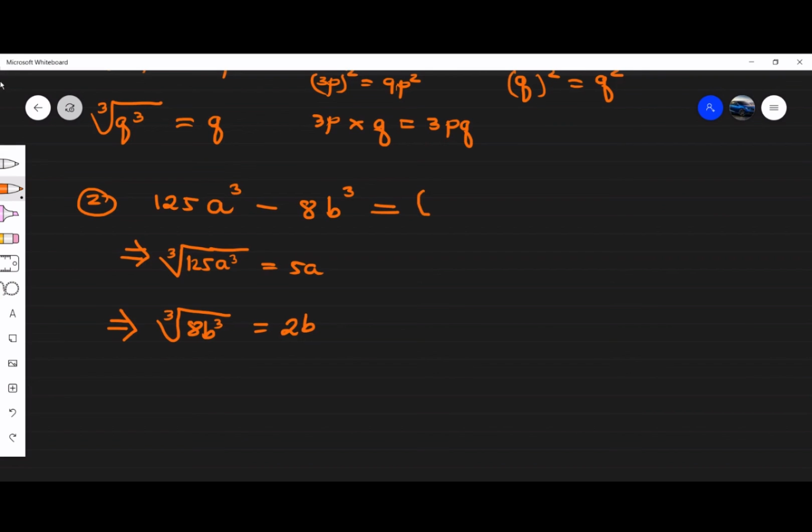In the first parenthesis, same sign. Since this is negative, same sign, so we have 5a minus 2b. Then on the second parenthesis, we square the first term. Squaring 5a gives 25a squared. Then we have the opposite sign. Multiply the first and the second: that's 10ab. Finally, the last term will always be positive. That is the square of the last term, 2b times 2b, that's 4b squared. So that's how we factor a sum or difference of cubes.